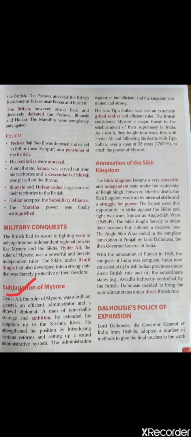Like the Maratha power, there was another principal adversary of the British, and that was Mysore. The British considered Mysore a major threat to the establishment of their supremacy in India. They fought 4 wars, first with Hyder Ali and following his death with Tipu Sultan, to crush the power of Mysore. With Tipu Sultan's death, the British got rid of a very strong opponent in their imperialist march in India.